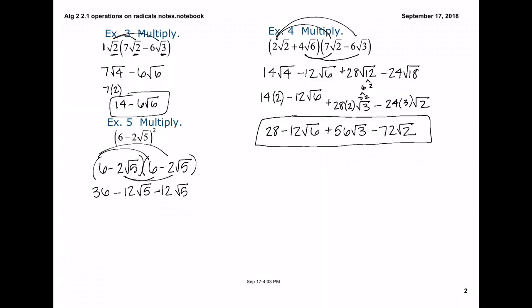And negative 2 root 5 times negative 2 root 5 gives us positive 4 root 25. Combine our like terms, negative 24 roots of 5 plus 4 times 5 is 20. 36 plus 20 simplifies to 56 minus 24 roots of 5.